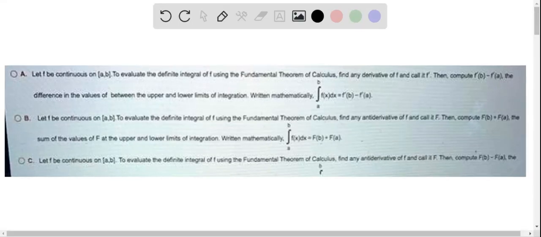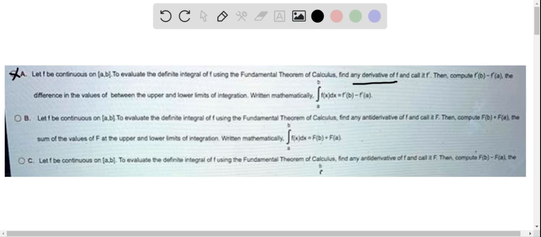We will now choose the correct explanation for the fundamental theorem of calculus, which is used to evaluate the definite integrals. So in A, we have: let f be a continuous function on [a, b]. To evaluate the definite integral of f using the fundamental theorem of calculus, find any derivative of f. This is not correct because we should find the antiderivative of f. So we can ignore this option.